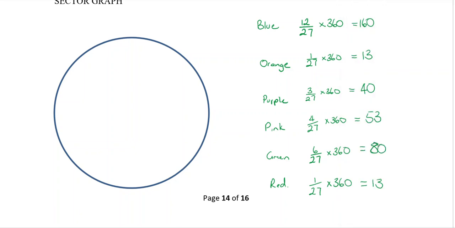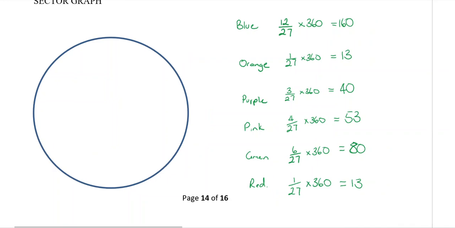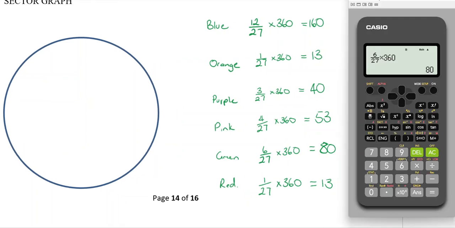Now I have rounded a couple of those numbers, so it may not be perfect, but what should all these angles add up to? 360. Let's see how close we are. I'm going to guess it's 359, is it? 359, it's always one less. All right, 160, 13, 40, 53, 80, and 13. And there it is, my 359. I knew it was going to happen because I'd rounded 2 of them down. But that's okay, that's close enough.